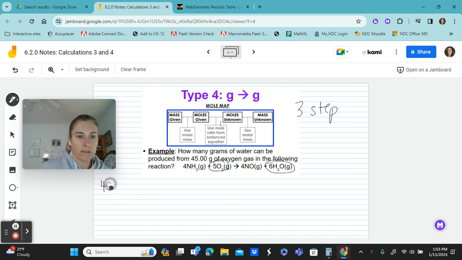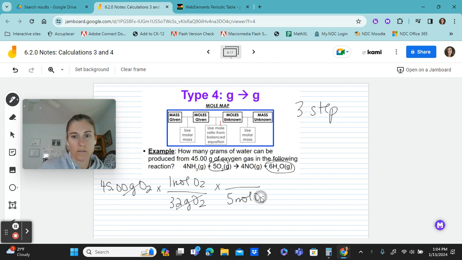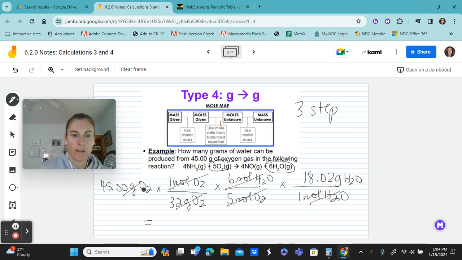So 45.00 grams of oxygen. All right, get rid of the grams by dividing by the molar mass. 32 grams, 16 times 2 from your periodic table. That will cancel out. We have 5 moles of oxygen per 6 moles of water. I am getting that from this. Always have to use that. And then to go from moles of water to grams of water, find your molar mass of water. Okay, so we're going to take 45 times 6 times 18.02, and then we're going to divide by this.